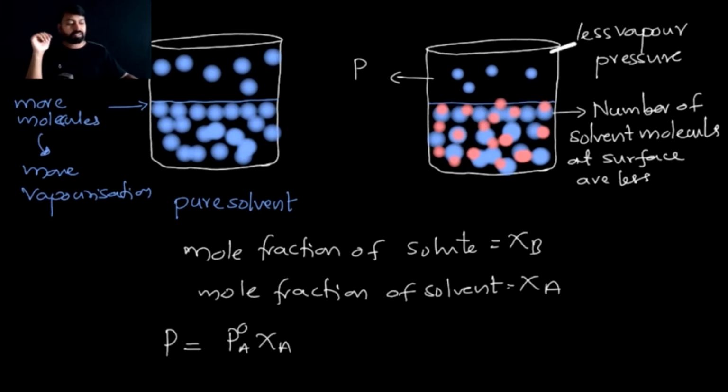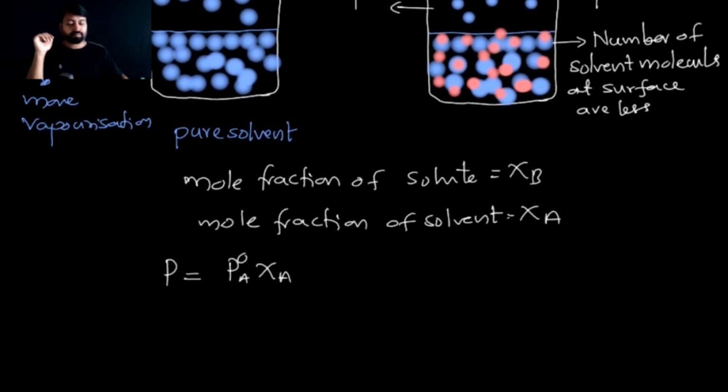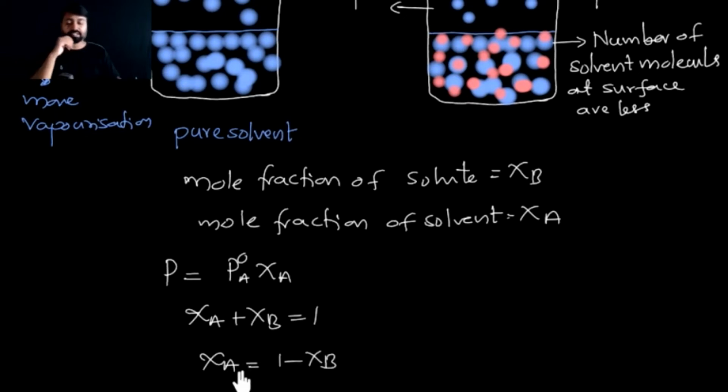Okay, and therefore we have to express this vapor pressure in terms of mole fraction of solute, not in terms of mole fraction of solvent. For that, I know that one thing, that is xi of A plus xi of B equals 1. I can write xi of A equals 1 minus xi of B. Now I will substitute this value, taking this equation as 1 and this as equation number 2.